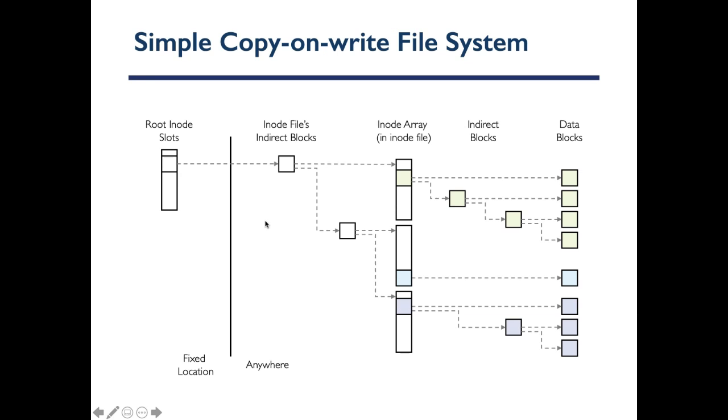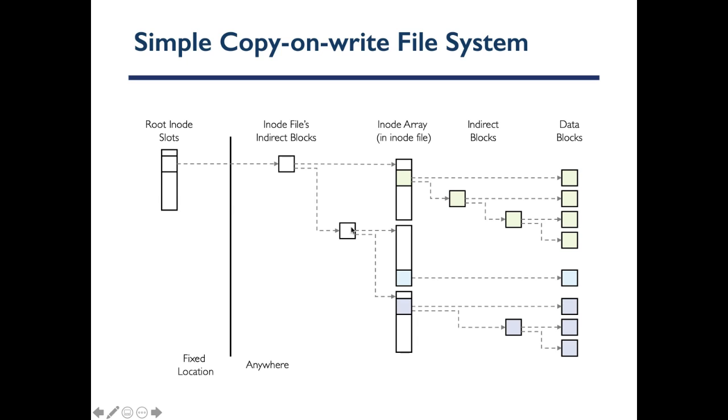To deal with that, you can have something like this, where only your root inode is in a fixed place, but then you put your inode array in a file. So you basically use indirection to get to this file and read your inode array. Again, I can't go into more details. If you're interested, definitely look at the book.